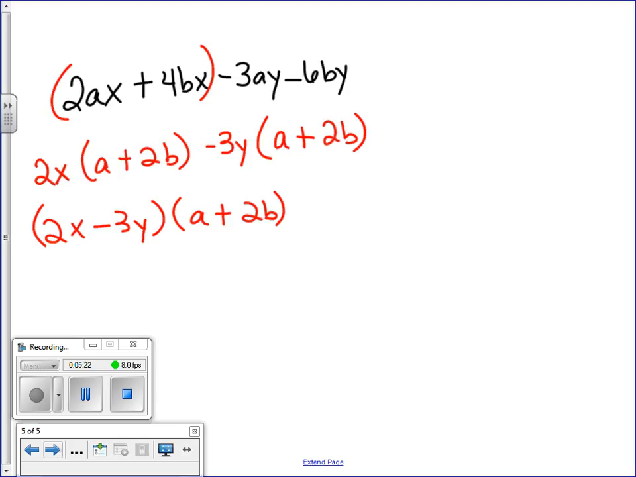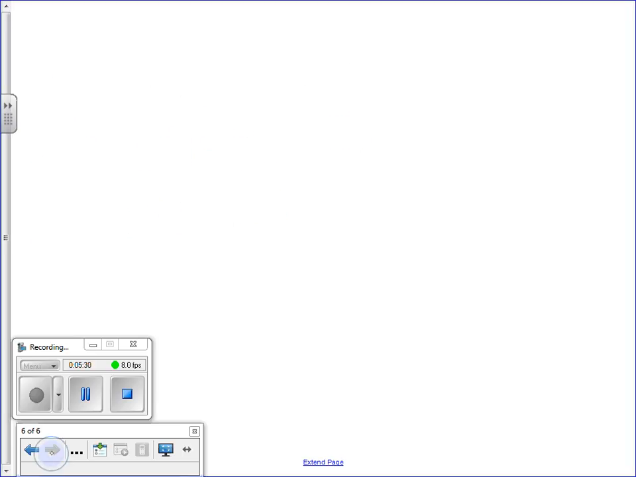Okay, now let's talk about a perfect square trinomial. And then after we talk about a perfect square trinomial, we'll go back to that other one that I showed you.